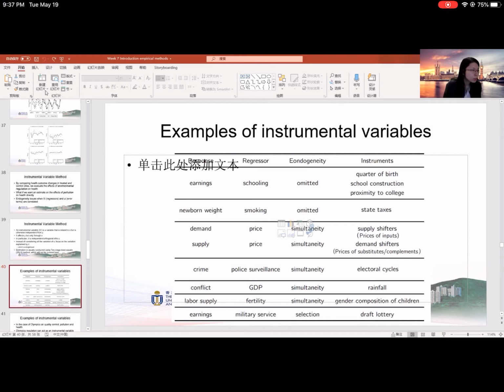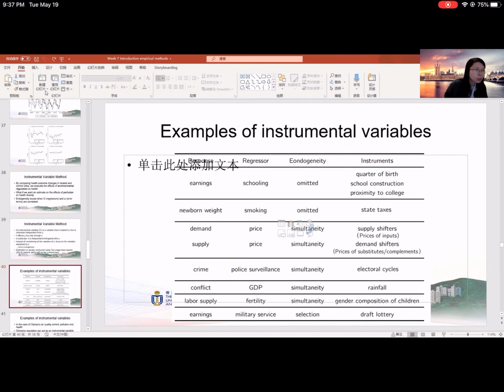Do you trust this story? What about the school construction? You mean schools that are older, have more tradition, so they're supposed to be more efficient in teaching skills? What do you think? Can you repeat this? School construction as an instrument related to schooling as the regressor.